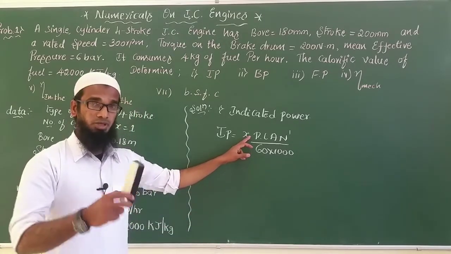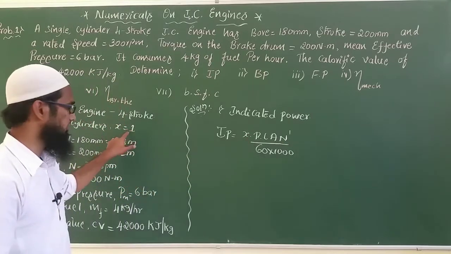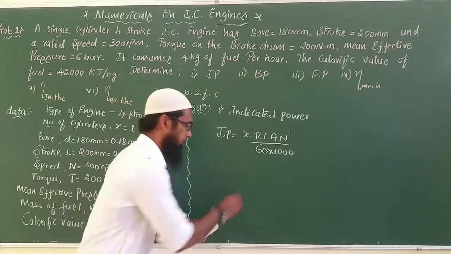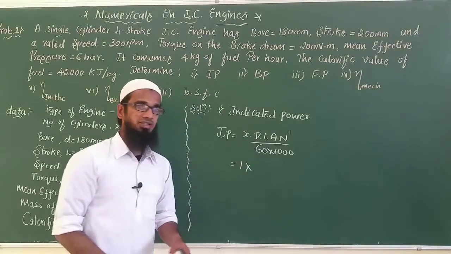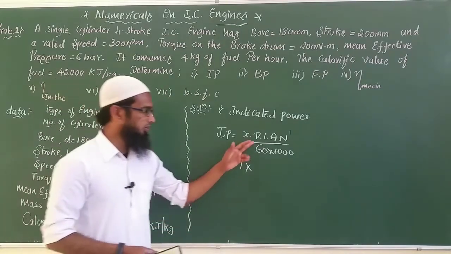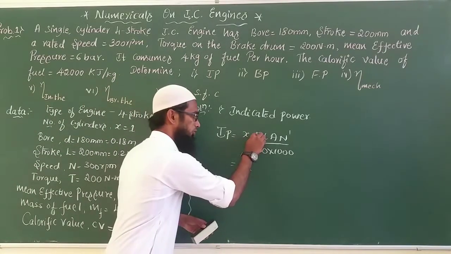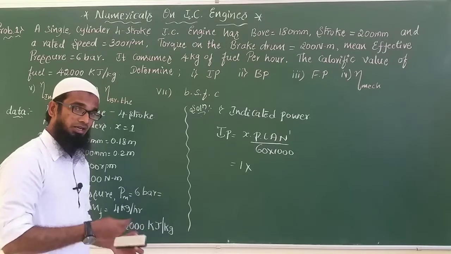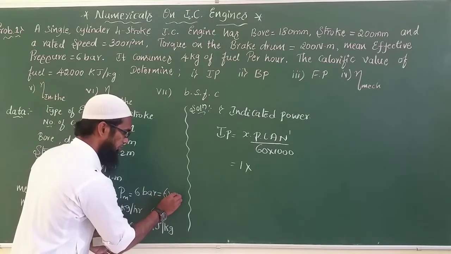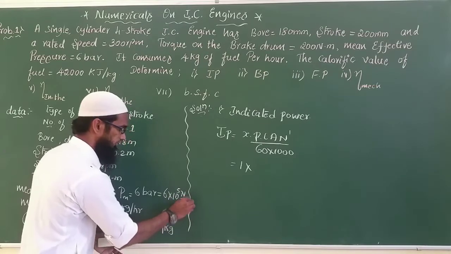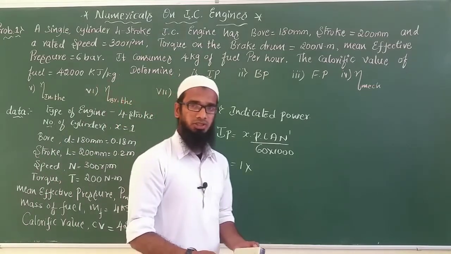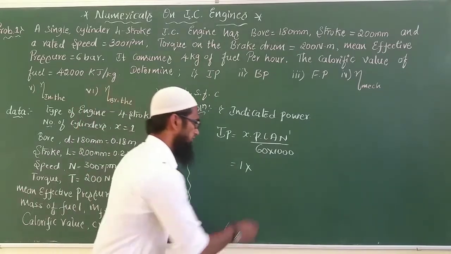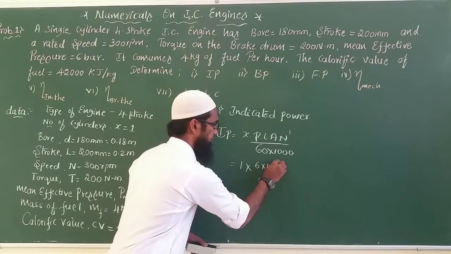x is the number of cylinders. Since it is a single cylinder engine, x is 1. P is the mean effective pressure, but in this formula we have to take P in Newton per meter square. So 6 bar can be written as 6 into 10 power 5 Newton per meter square, because 1 bar is 10 power 5 Newton per meter square. I will take 6 into 10 power 5 here.